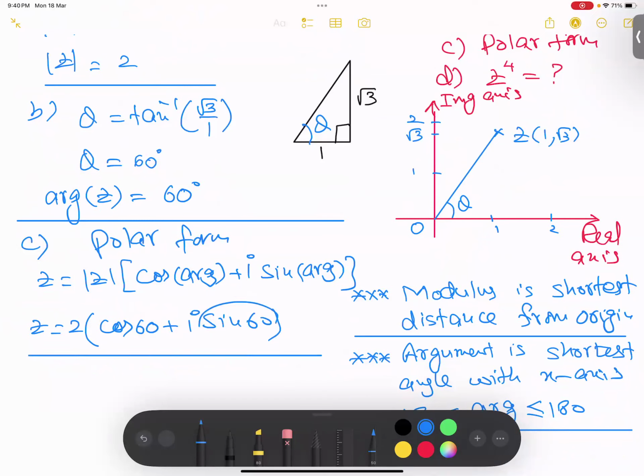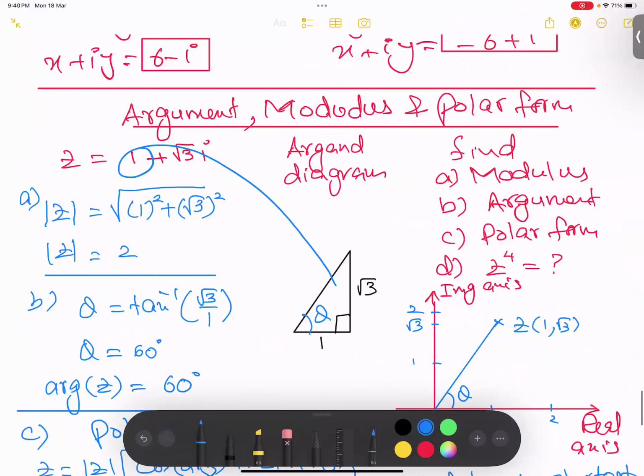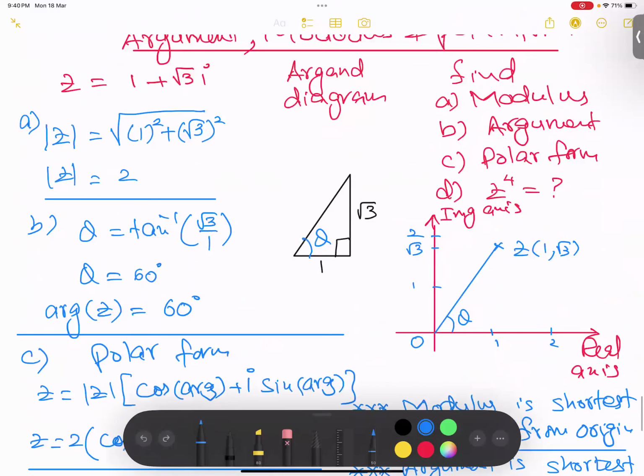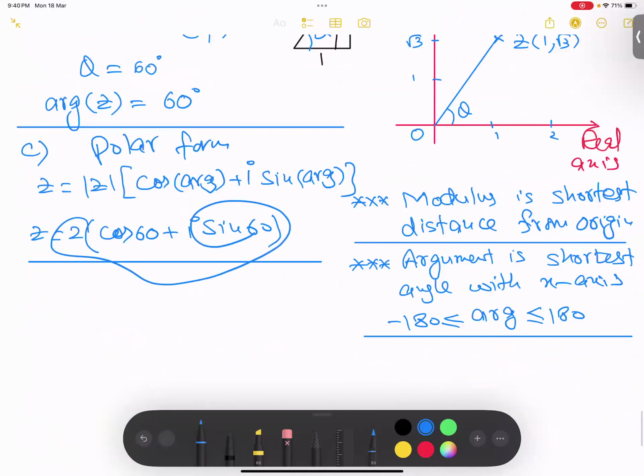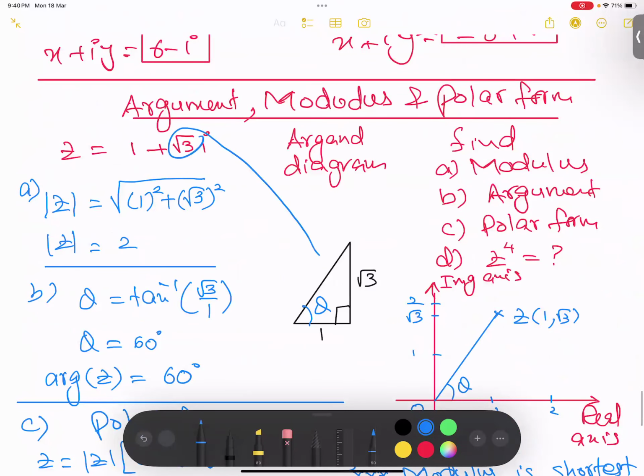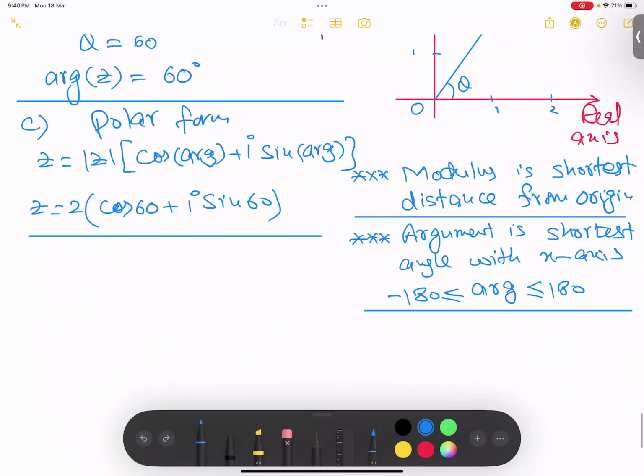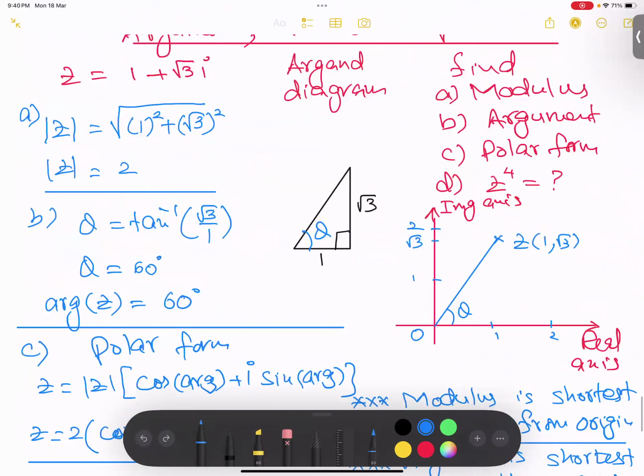Some students try to type it in the calculator. If you type this in the calculator and multiply inside again, you will get this one. So no need to convert it. If you multiply 2 inside and type in the calculator again, you will get √3. So no need to convert. It means if you convert back, it will give you your normal format. I hope this part is clear, and polar form is over.